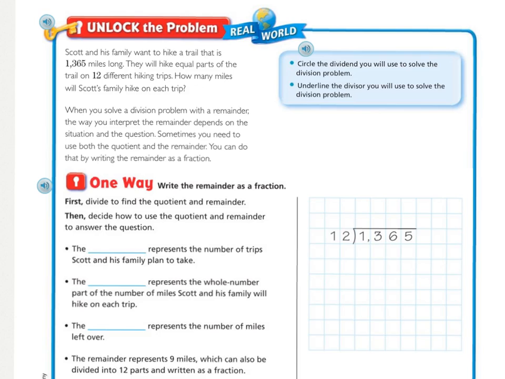Unlock the problem. Scott and his family want to hike a trail that is 1,365 miles long. They will hike equal parts of the trail on 12 different hiking trips. How many miles will Scott's family hike on each trip?